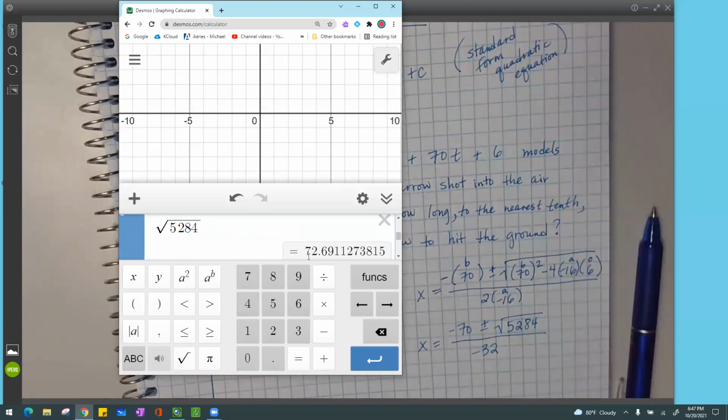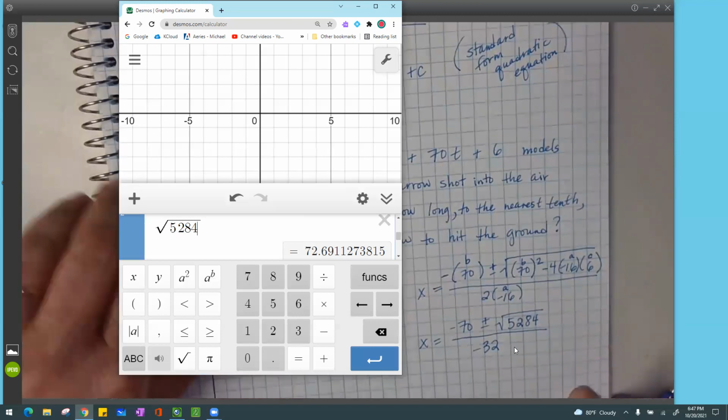$5,284 is 7, or the square root of that is 72.691 whatever. Since it's not a perfect square, we won't continue to simplify right now. It'll be a decimal, and I will just write it as the square root of 5,284 until I'm ready to do my calculation, which is now for all practical purposes.